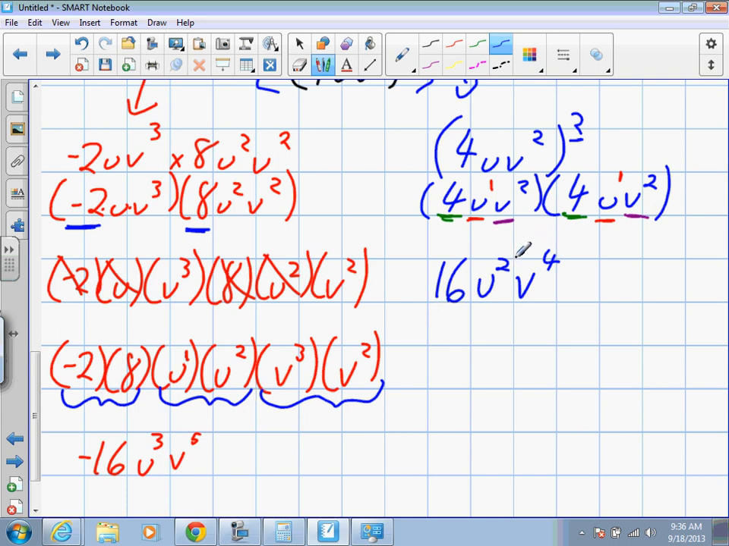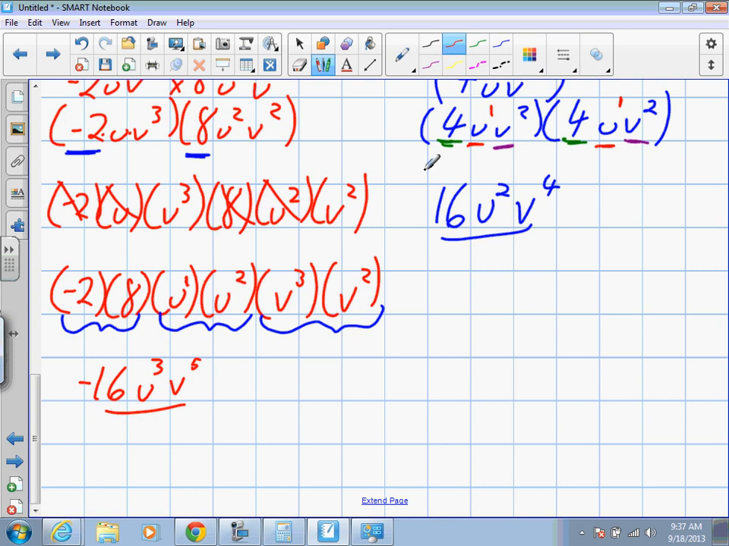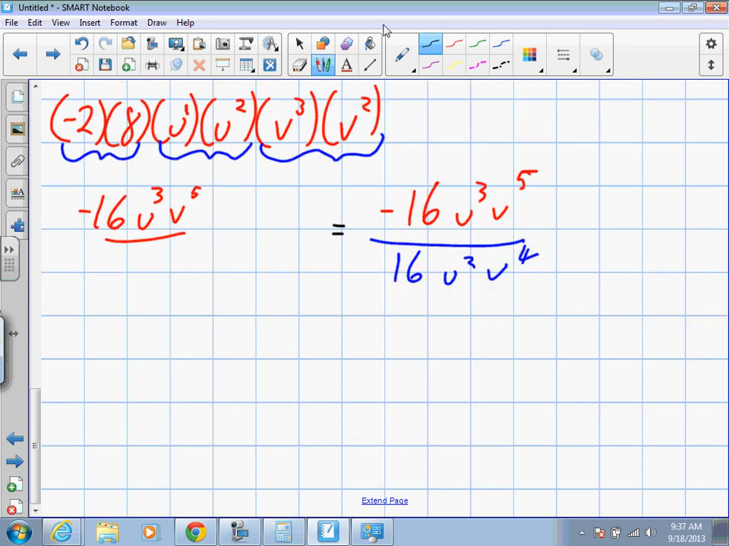This is the bottom. This is the top. Let's rewrite from here. So this question now reads negative 16 u cubed v5 over 16 u squared v4. So you simplified the top and the bottom. There's still one more step here, the division. Remember the red was on top, the blue we did for the bottom? Same idea. We put our constants, our coefficients, and each of those variables together when we simplify.